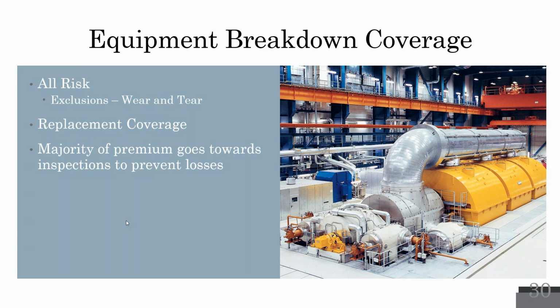They do provide coverage on a replacement cost basis. Okay, all risk replacement cost basis. And keep in mind, most of your premium for boiler and machinery coverage actually goes towards inspections. Routine physical inspections to replace worn out fittings to keep from a major catastrophic loss occurring, like an explosion. And so, yeah, the majority of your boiler and machinery premium goes towards inspections to prevent loss. Kind of a proactive approach, which is really good. Okay.